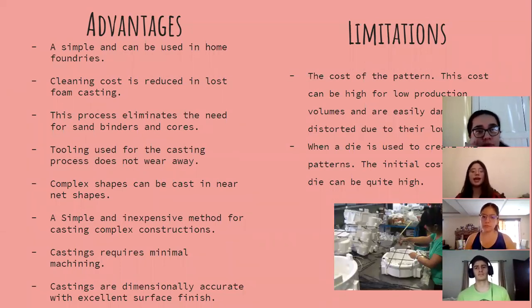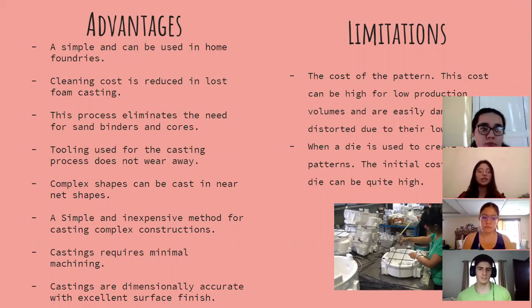Well, this process has a lot of advantages. The first ones are that it's really simple and can be used at home foundries. Also, the cleaning cost is reduced due to the lack of sand. This process also eliminates the need for sand binders and cores. The tooling in this process does not wear away easily. Also, complex shapes can be cast near net shapes. Simple and inexpensive method for casting complex constructions. Castings require minimal machining. Castings are dimensionally accurate with excellent surface finish.